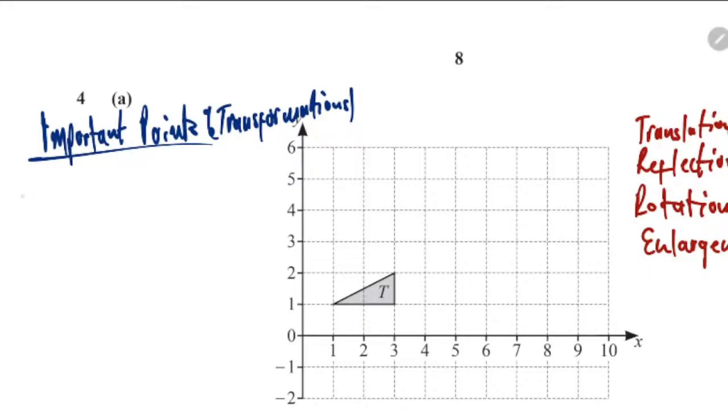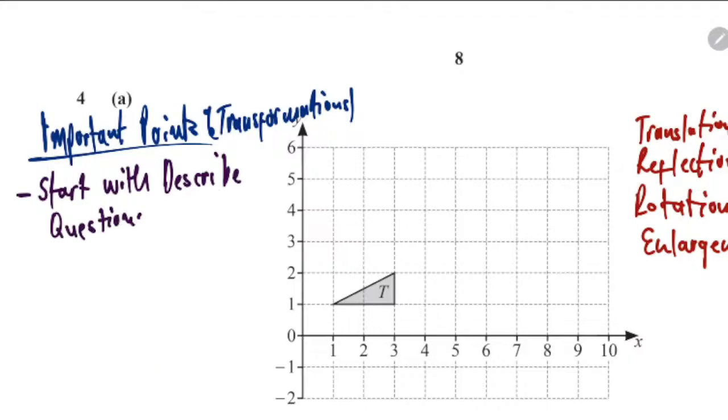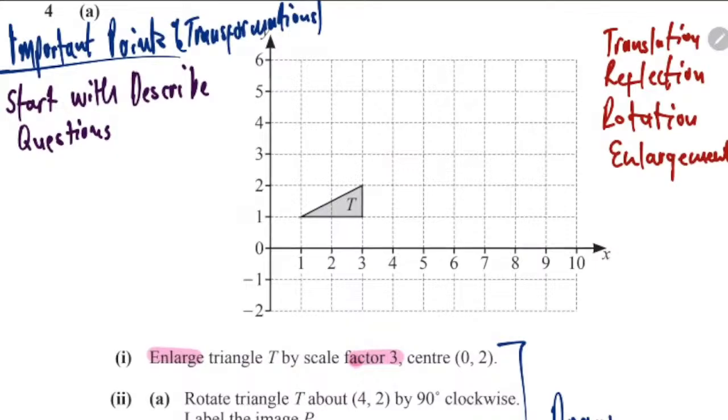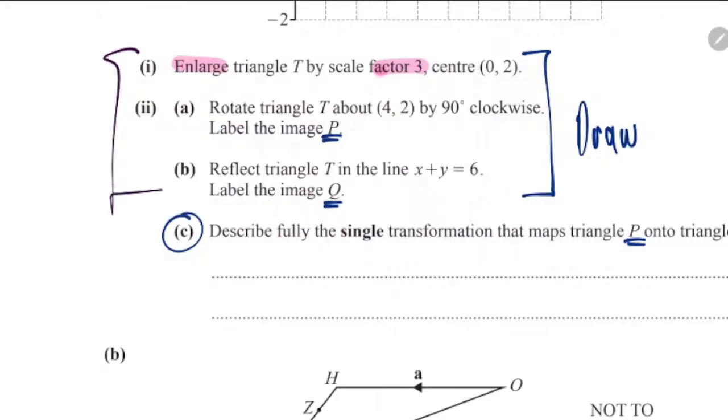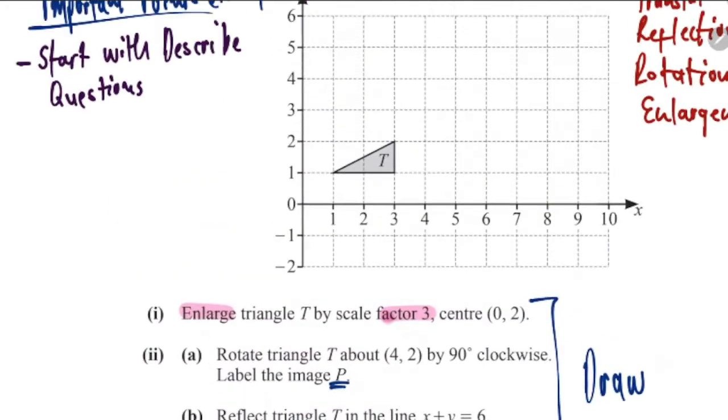So for the points, here's the important thing for transformation. First one, we are saying start with describe. Start with describe questions. When you are doing transformations, we have 4 types. You always start with the describe question. And it will be at the bottom, eh? So ignore the ones that say draw. Start with the describe. Unless the things to describe are not there. That's the first point. Then we go to the second point, which is going to be for enlargement. Let's talk about it because this is so important.